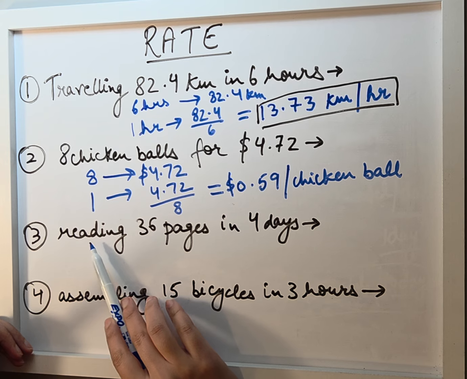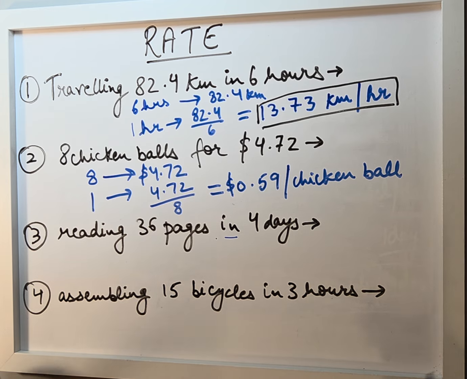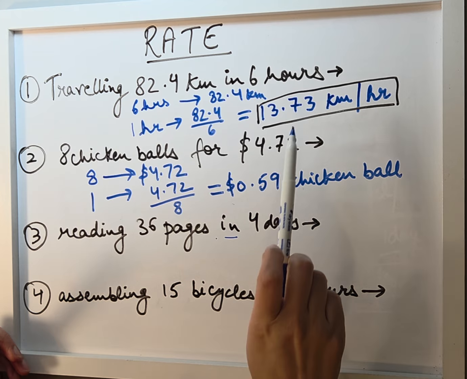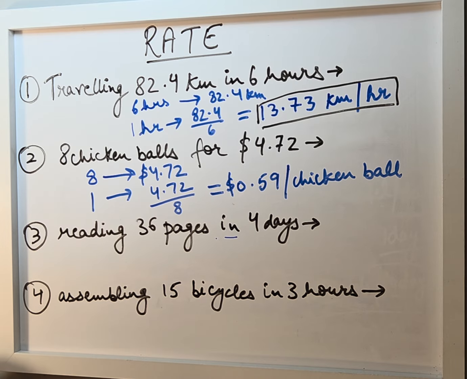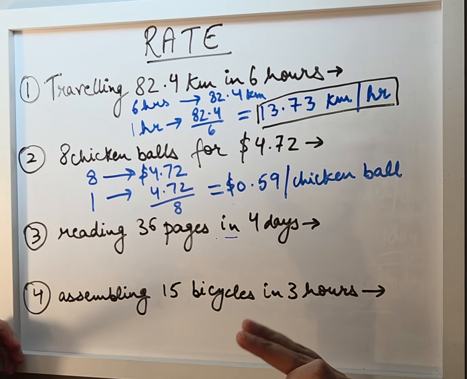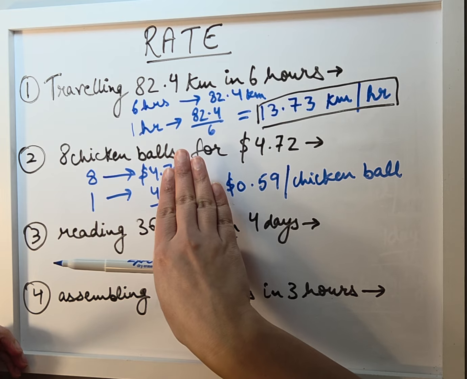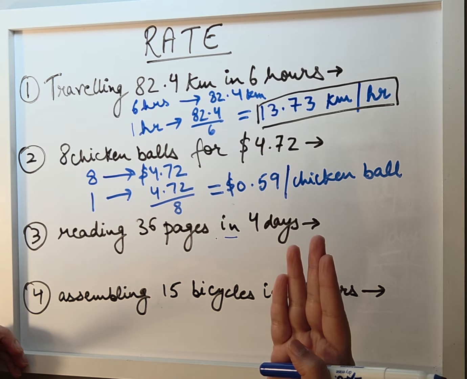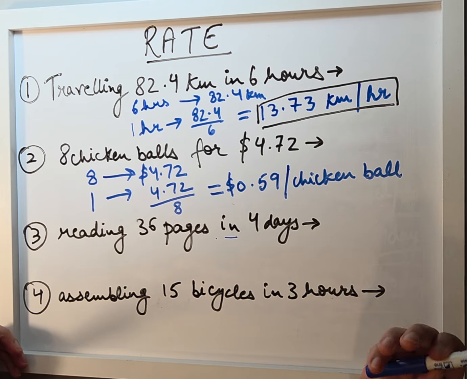So we are reading 36 pages in 4 days. If you notice a pattern, usually the unit we form is hour. So how much can be accomplished in an hour? How much can be accomplished in a day? We can do the other way around as well. Like we could have said 82.4 kilometers is covered in 6 hours, so in how much time can 1 kilometer be covered?